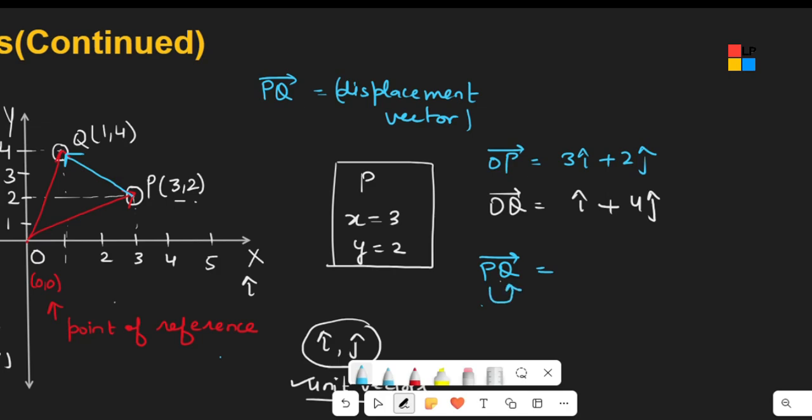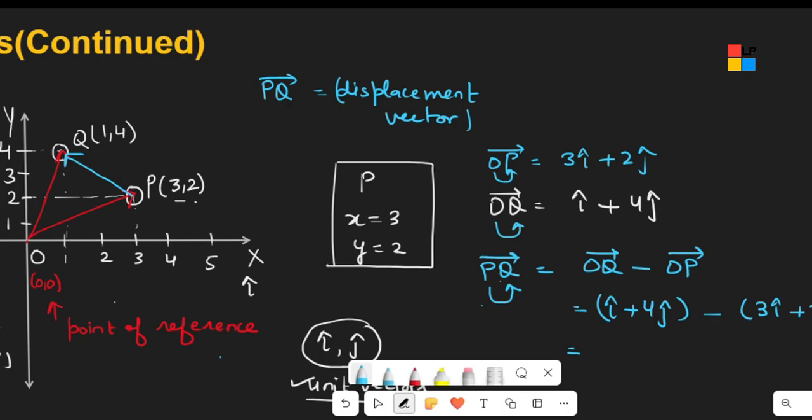In OP, we are going from O to P, and in OQ from O to Q. But here we are going from P to Q. That means Q is the final position and P is the initial position. And you know the definition of displacement: displacement is final position minus initial position. So similarly, the PQ vector will be the OQ vector minus the OP vector.